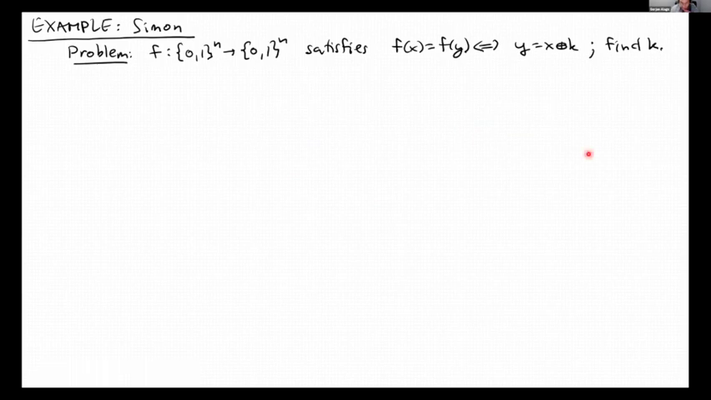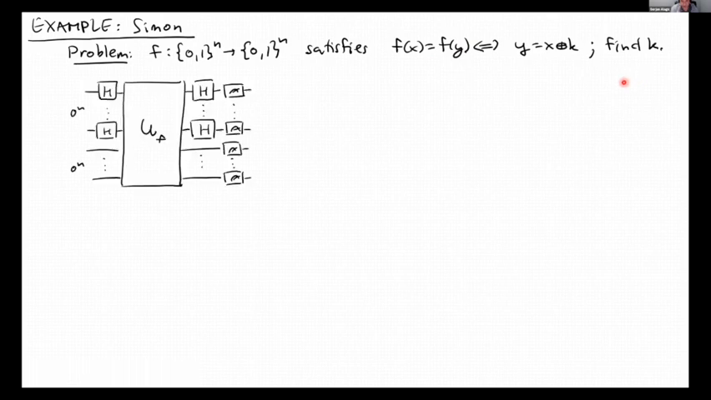So, okay, let me go on to a very different example, and that's Simon's problem. Okay, so here's Simon's problem. So now we have an oracle. It's still an oracle problem, with an oracle for a classical function now on n bits, from n bits to n bits, and this function is promised to be 2 to 1 in a very special way. Two function values are equal if and only if the inputs differ by some fixed string. Let's call it k. Okay, and the goal is to find k.